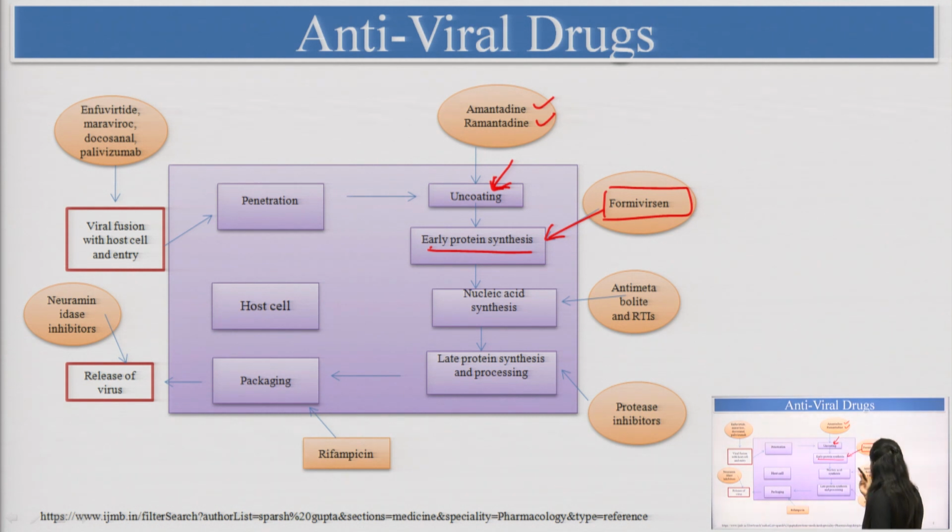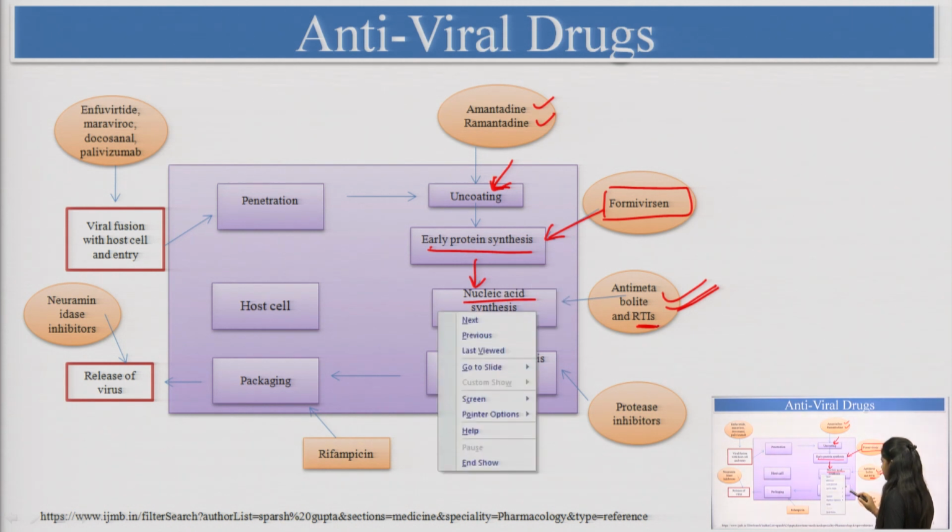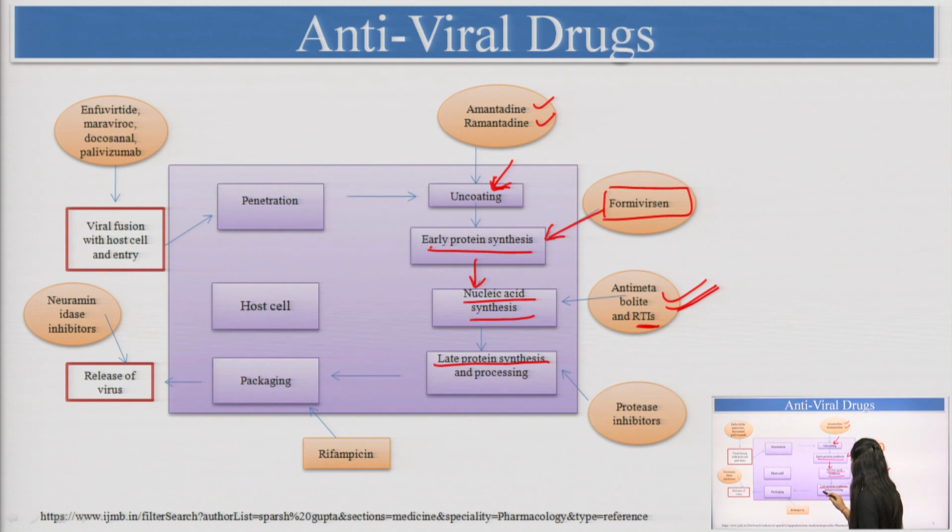Now, if the DNA polymerase or these enzymes are formed, there is a formation of DNA or RNA. So, nucleic acid synthesis is the next step. Anti-metabolites or some RTIs, reverse transcriptase inhibitors, act on this step. Then late protein synthesis and processing, which means the formation of proteins when the viral DNA or viral RNA undergoes translation. The functional proteins formed at this late protein synthesis step are acted on by protease inhibitors.